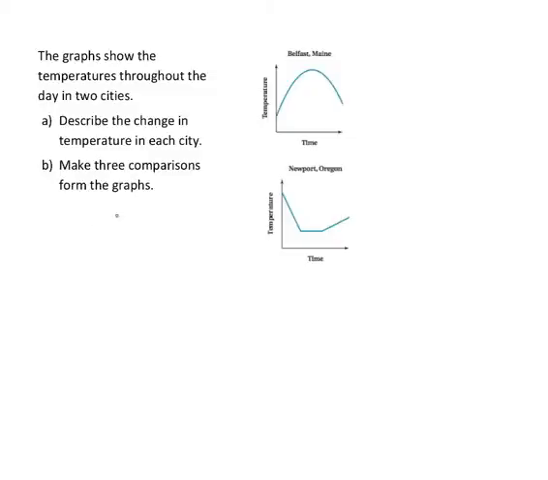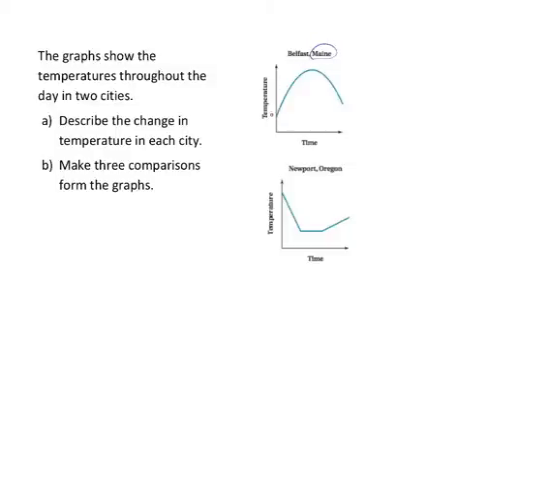is the graphs show the temperatures throughout the day in 2 cities. So we have Belfast, Maine. So we have one in Maine, and we have one in Oregon, Newport, Oregon. So they both have temperatures, and they both have over time. So we want to describe the temperature in each city. So let's look at Maine first.